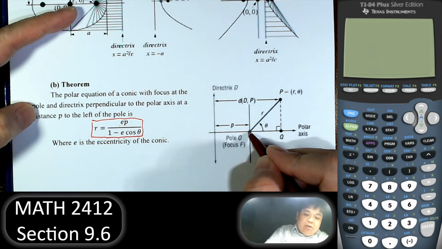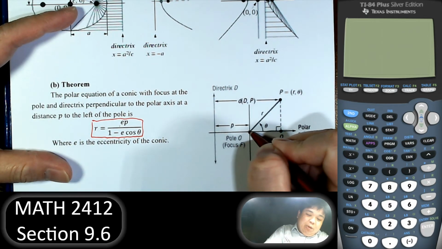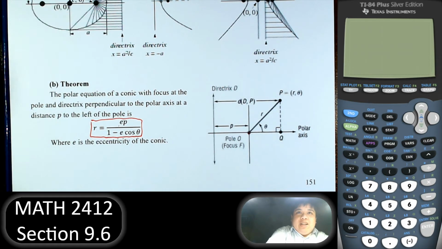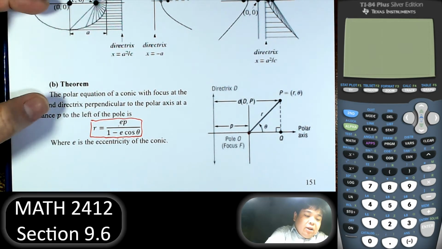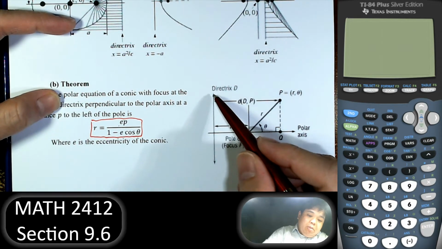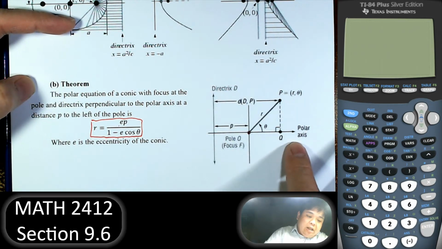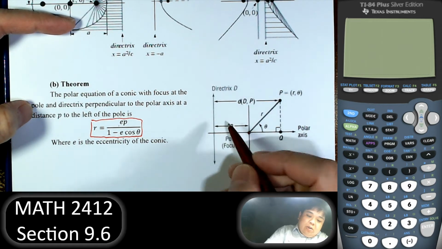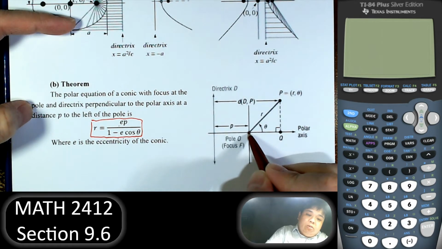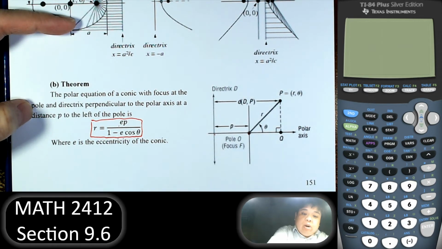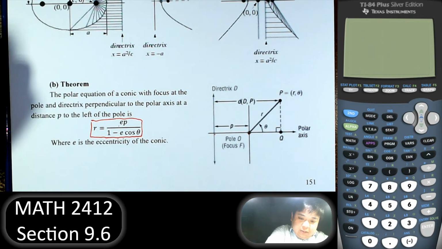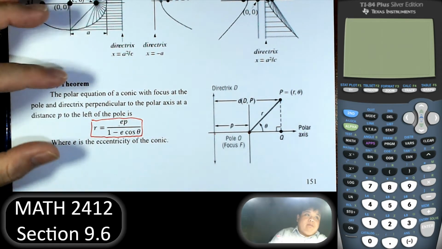Okay, the polar equation of the conics with focus at the pole. So we just said that if we put the focus at the pole, just like the sun is the focus of the solar system, the directrix is perpendicular to the polar axis at the distance p on the left. So p is the distance from the pole, from the focus, to the directrix. In that case, the equation is given by that.